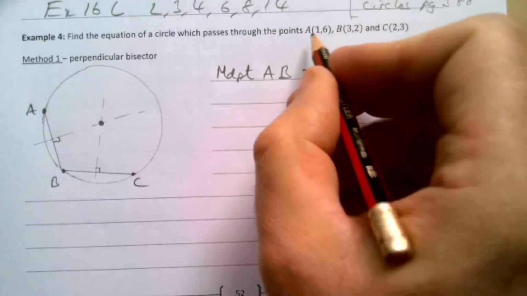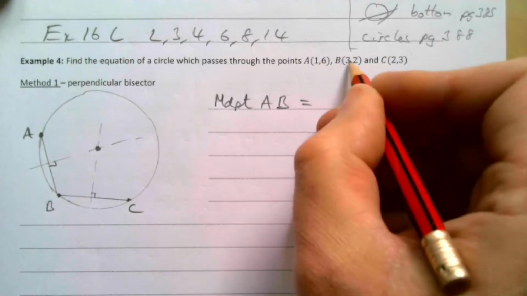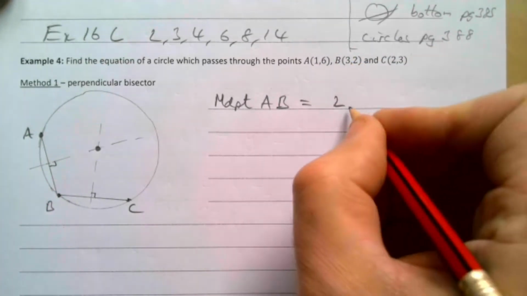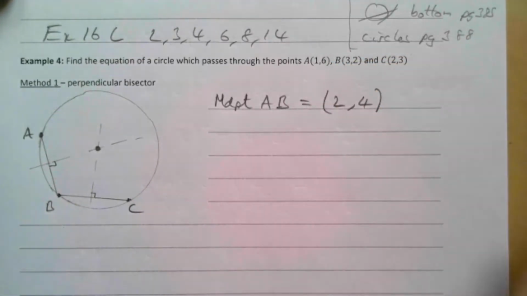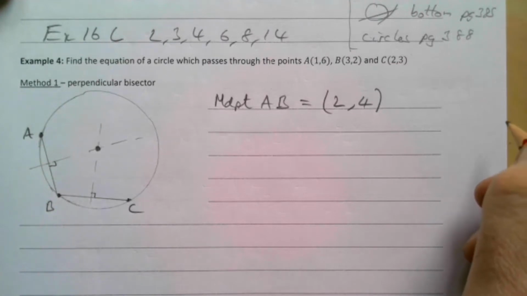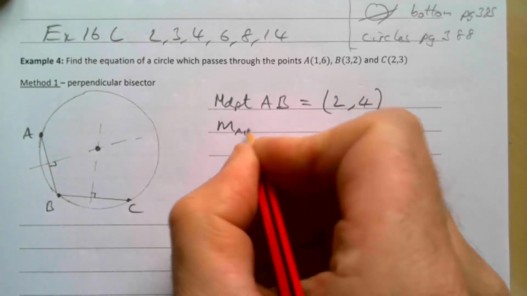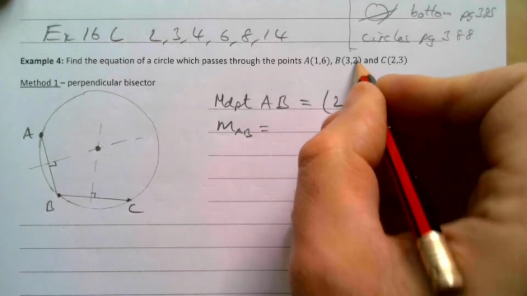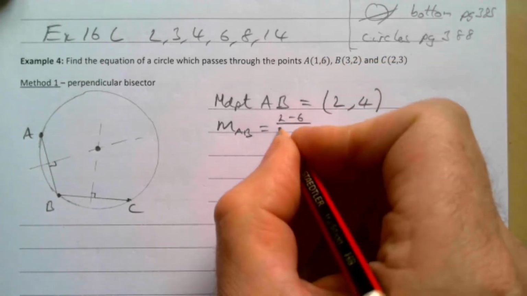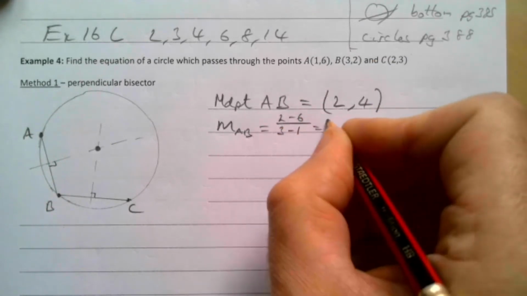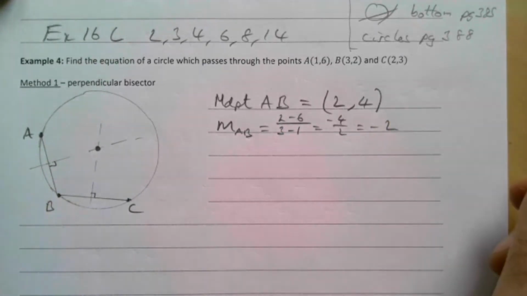I'm just going to try and read off the midpoint of AB. Again, you can use your formula if you wish, but there's A and there's B. It's 1, 3, so halfway between 1 and 3 is 2, halfway between 6 and 2 is 4. So the midpoint of AB is the point (2, 4). I also want then the gradient of AB. It's going to be y2 minus y1, so it's 2 minus 6 all over 3 minus 1. 2 take away 6 is minus 4. 3 take away 1 is 2, so that's then minus 2.